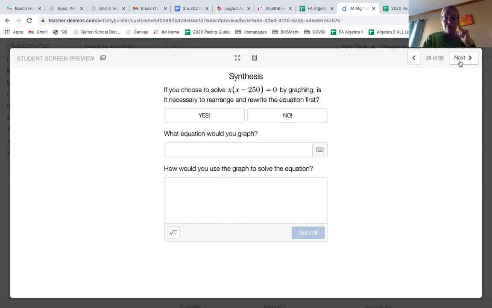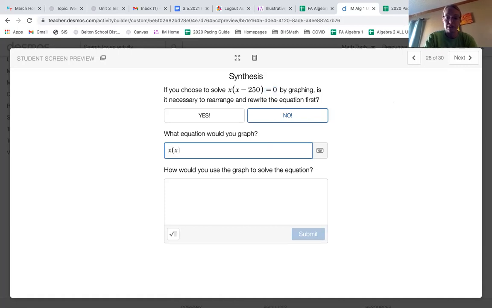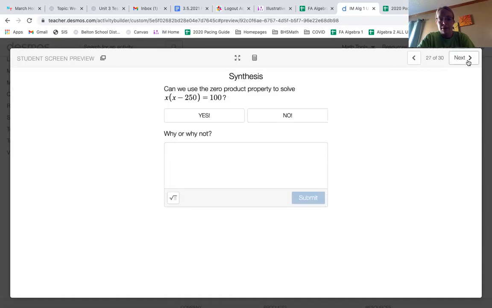If you choose to solve by graphing, is it necessary to rearrange first? No, you don't need to rearrange if this equals 0. And you would not graph the equals 0 part. You would just graph x times (x minus 250). Remember, when you set it equal to 0, what you're solving is an actual line because it already solved the equation for you.